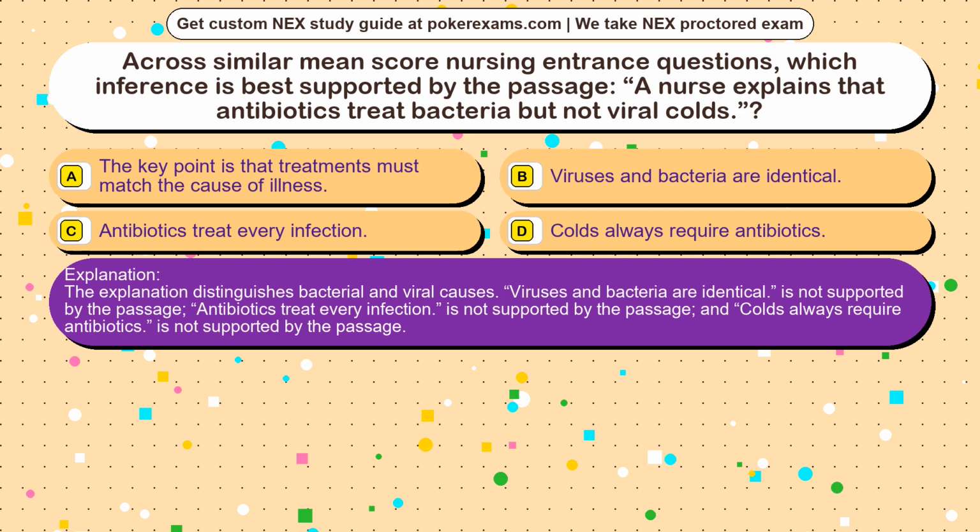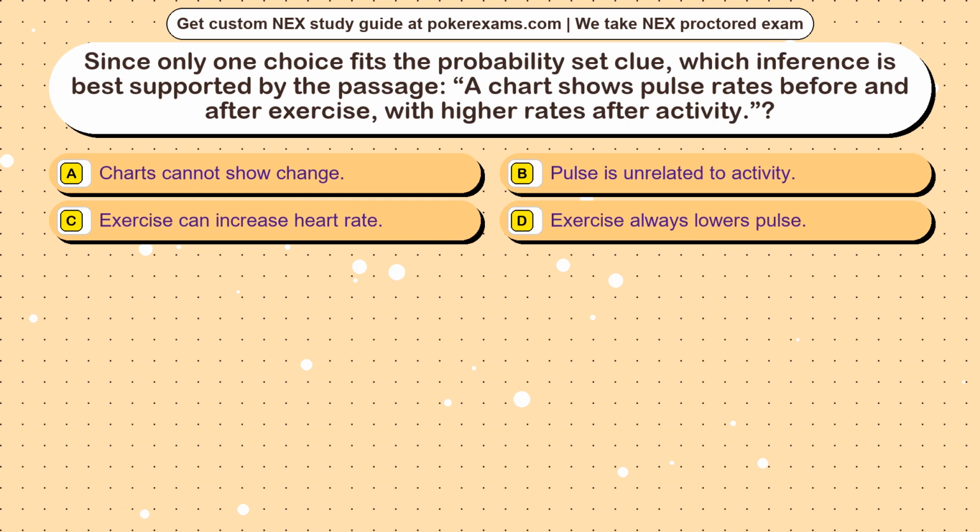Question 21. Since only one choice fits the probability set clue, which inference is best supported by the passage? A chart shows pulse rates before and after exercise, with higher rates after activity. Option A, charts cannot show change. Option B, a pulse is unrelated to activity. Option C, exercise can increase heart rate. Option D, exercise always lowers pulse.